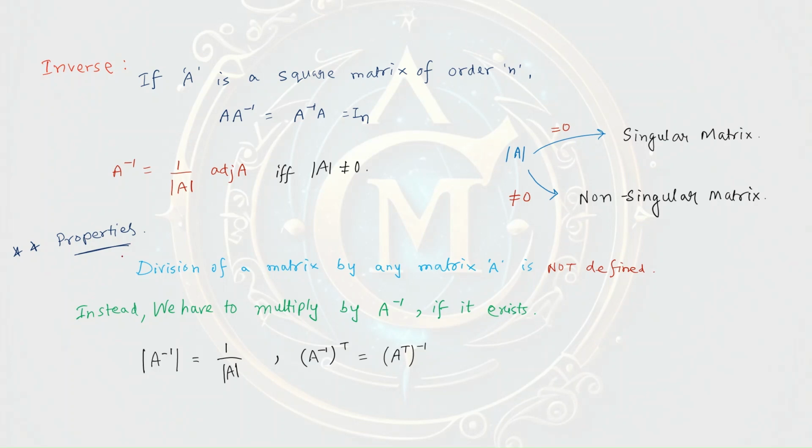Now coming to the properties. Division of a matrix by any matrix A is not defined. Instead, we have to multiply by A inverse if it exists. And determinant of A inverse is 1 over determinant of A, as we saw in a problem. And transpose of A inverse is equal to inverse of A transpose. So inverse and transpose are interchangeable.